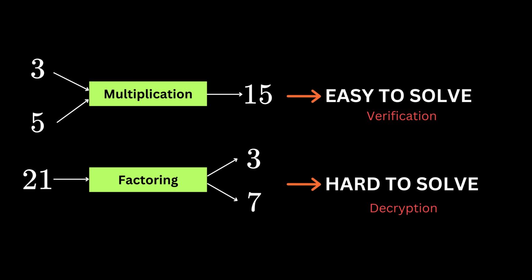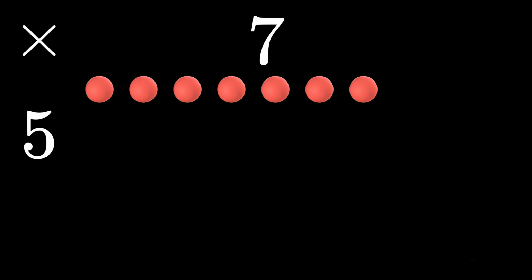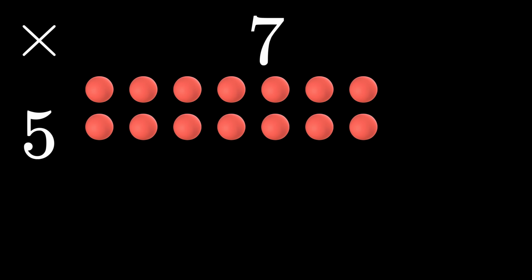I will explain all the details of RSA and public key cryptography in a separate video, but for now, we just need to understand the connection between Shor's algorithm and cryptography. But why is multiplication easy? Consider a simple example of multiplying 5 by 7. Consider a row of 7 marbles. 5 by 7 means to have 5 rows like that, and then count the total number of marbles.